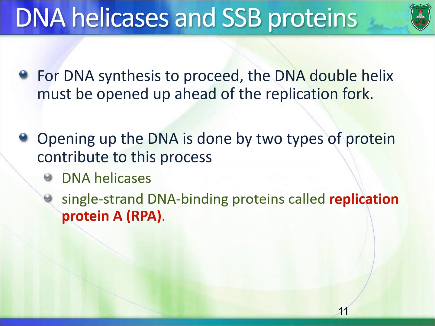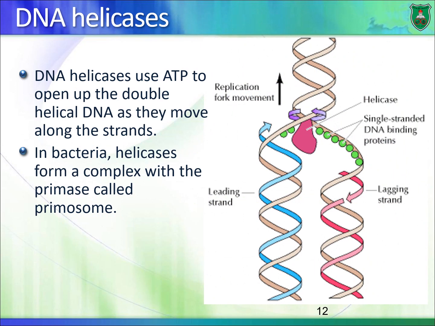Now we do need other proteins as well, and these proteins are a helicase and single-strand DNA binding proteins. So why are these needed? A DNA helicase is important for separating the two strands from each other, to allow the DNA polymerase to do DNA synthesis. How about the single-strand DNA binding proteins? These are also known as replication protein A. But first, DNA helicase separates the two strands from each other. It requires ATP and it's connected with the primase in a complex known as a primosome.